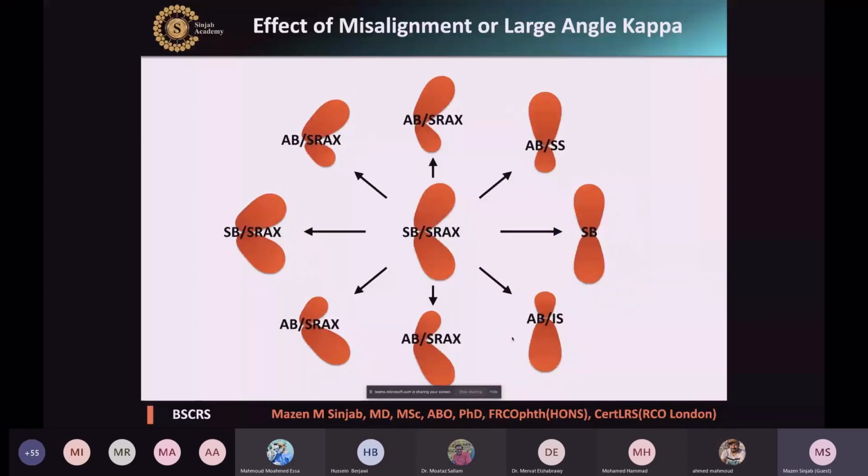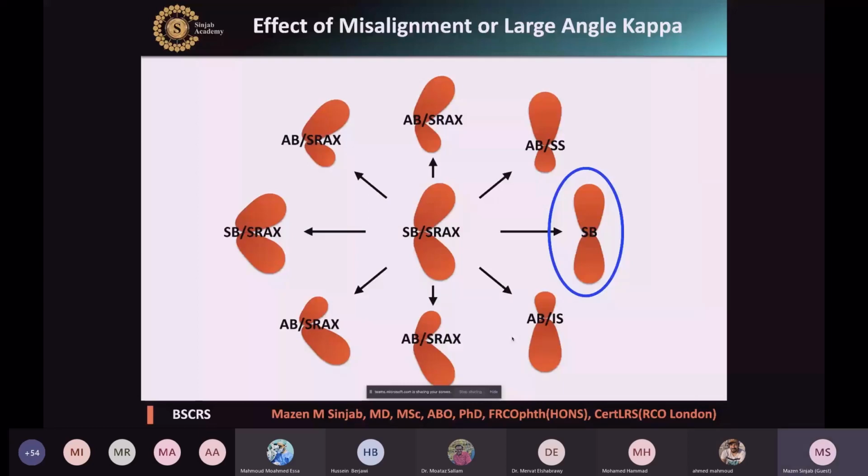Now we come to this example. The patient actually has a skewed radial axis, as we see, but because he was looking to the right, or maybe he has large angle kappa, the skewed radial axis will disappear and will show a symmetric bow tie without skewed radial axis. And we call this a false negative.